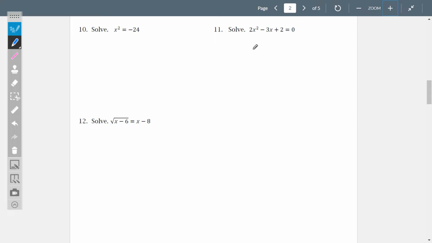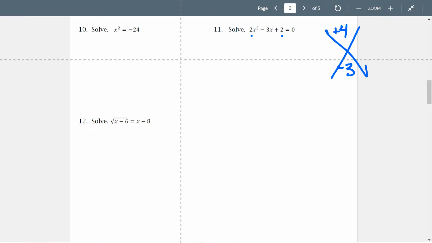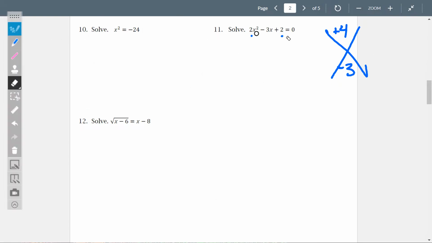Number 11, solve. So we need to factor this. And since the a value here is 2, we need to factor by grouping. So a times c, 2 times 2, so positive 4, negative 3. We're looking for two numbers that multiply to 4 and add to negative 3. Multiplies to 4, positive 4, adds to negative... Oh, wait. Actually, that's not going to work because I don't think this is factorable, because we don't have anything that multiplies to 4 and adds to negative 3.